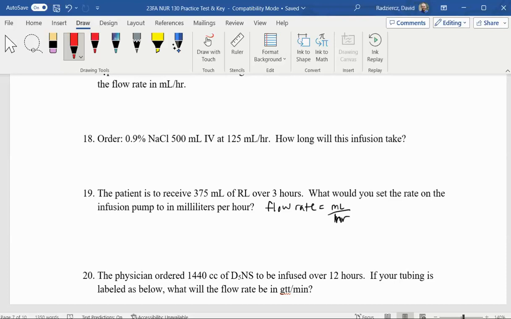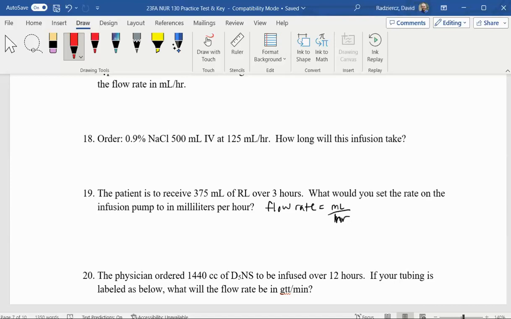I always say it's very similar to how you would think about driving a vehicle. What is your speed? Your speed, or the rate at which you're traveling, is going to be miles per hour. But we're not talking about miles. We're talking about milliliters, and we're still talking about per hour. So that's one type of flow rate.